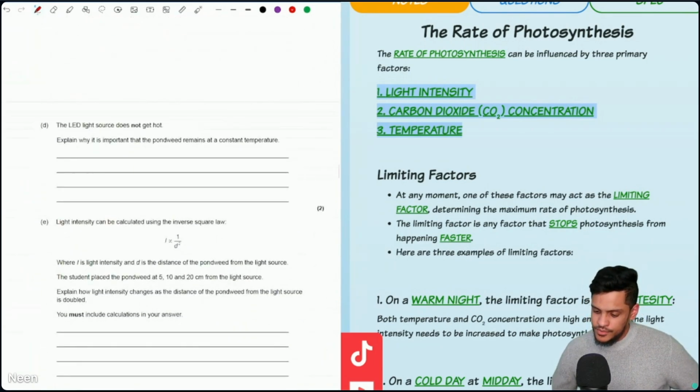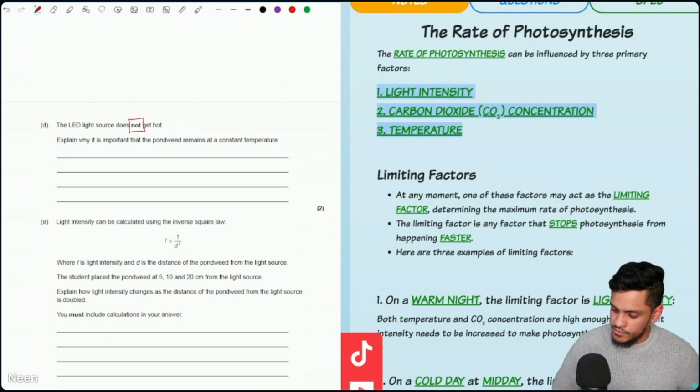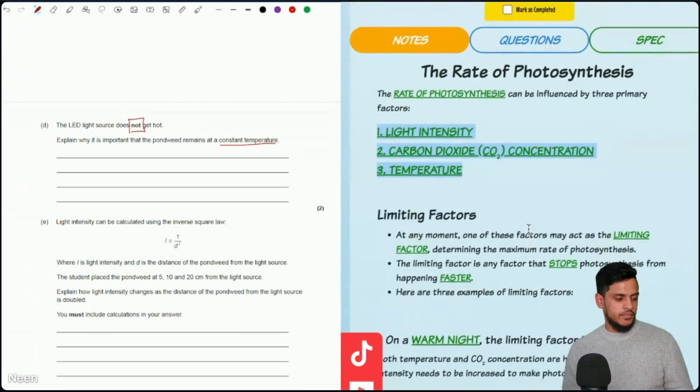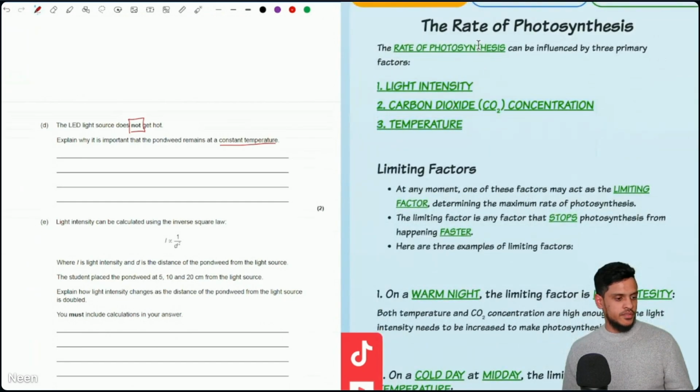The LED light source does not get hot. So normal lamps do get hot, but LED does not. Why is that important? Any ideas why? Why is it important that the pondweed remains at a constant temperature? What could that be? Something to do with what's in the notes right now. Exactly. Well done. It doesn't speed it up.